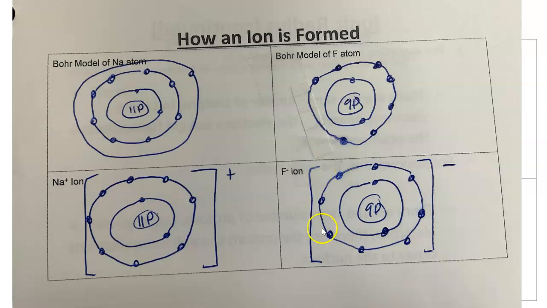Similarly for fluorine, fluorine has 9 protons, 9 electrons, electron configuration of 2, 7. It gains an electron in that second ring to have 8, and becomes 2, 8. Now has 10 electrons and 9 protons, so it has an overall charge of minus, and again we use the brackets in the Bohr model when we have an ion.